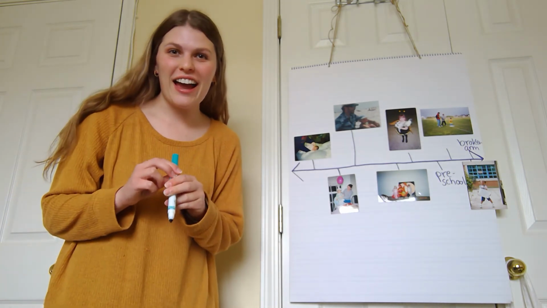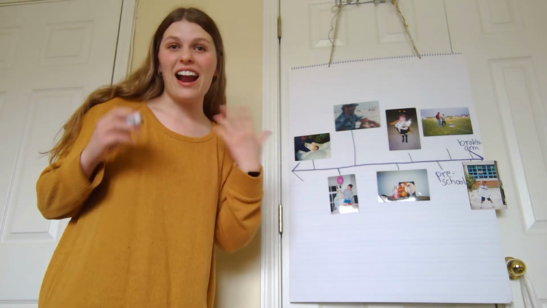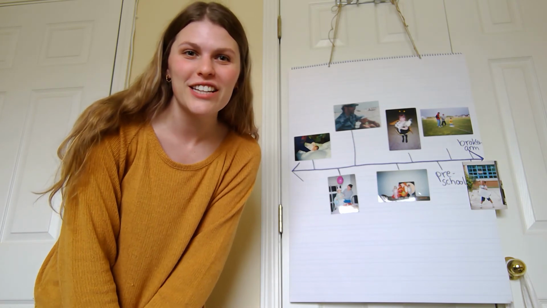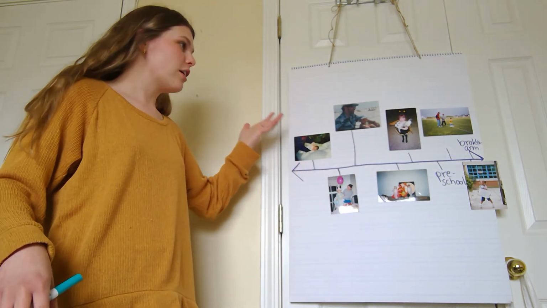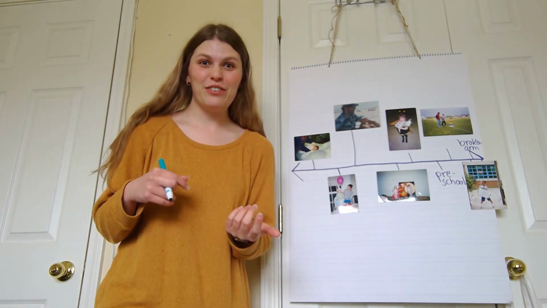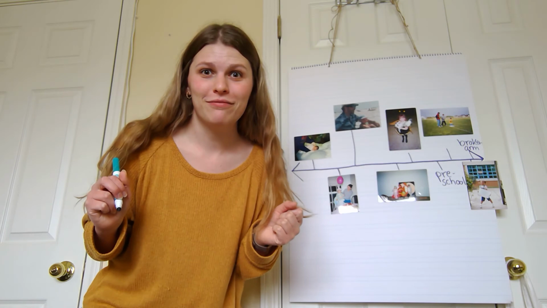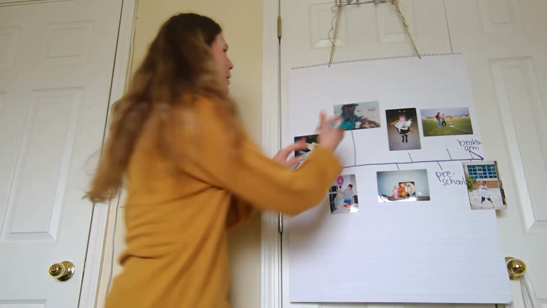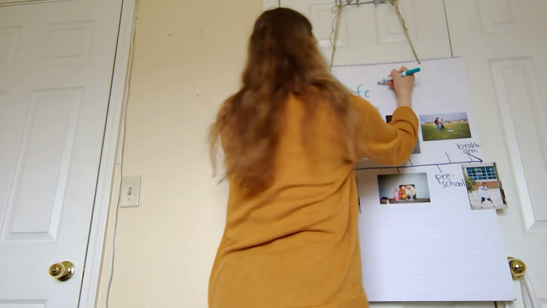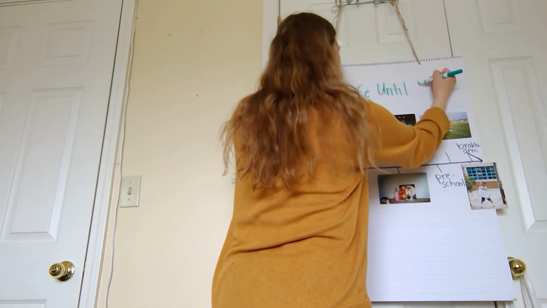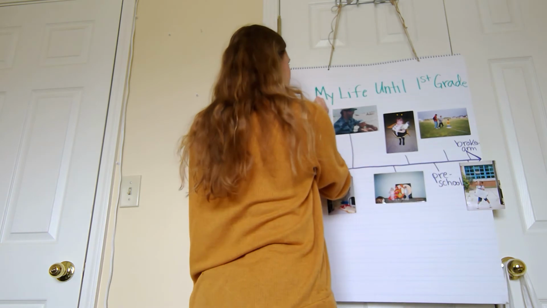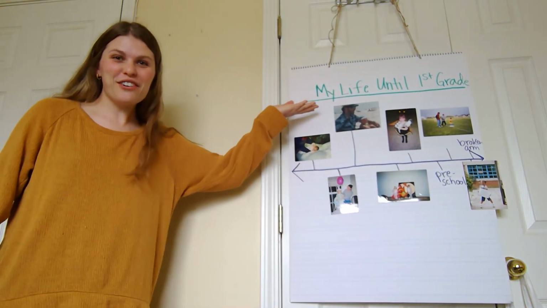Now, I am going to add one piece to my timeline that I left off. And this is my title. We just worked on titles for our Antarctic Animal Project. And now we're going to make a title for our timeline. So my title for my timeline is going to be My Life Until First Grade. Because that's all I got on here. So my life until first grade. There's my title for my timeline.